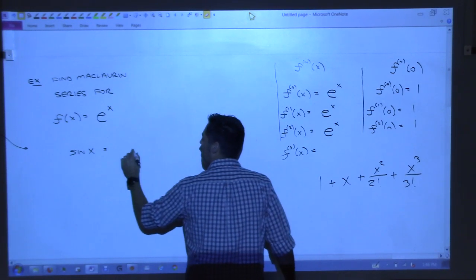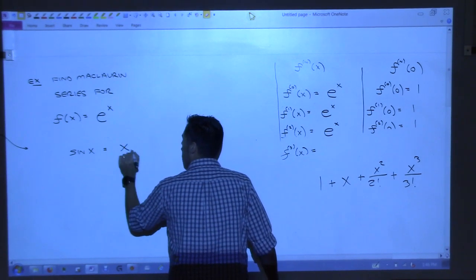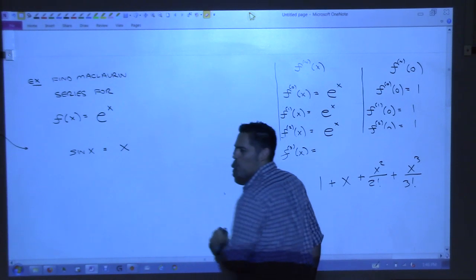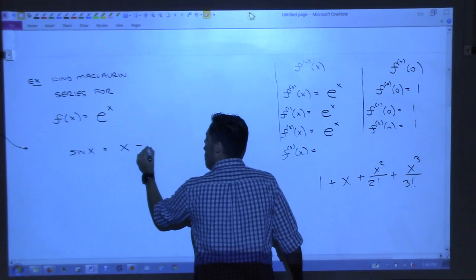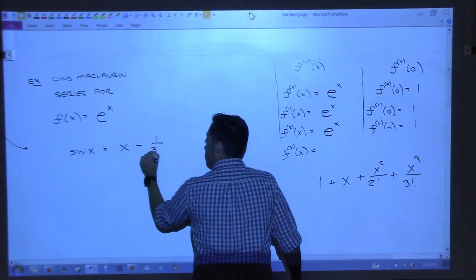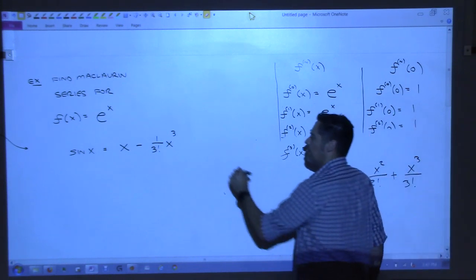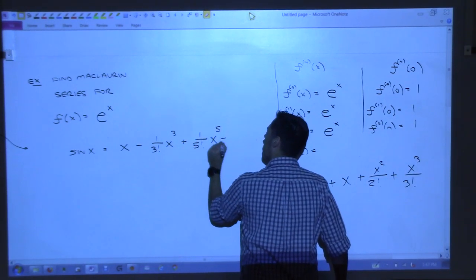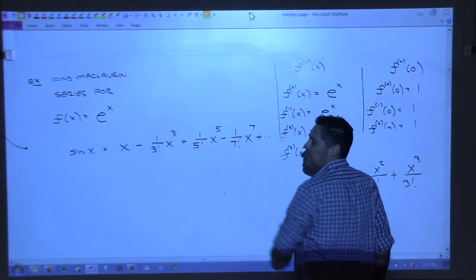1 over 1 factorial x to the 1, plus negative 1. So it was x, right? That's 1 over 1 factorial x to the 1. And then minus 1 over 3 factorial x cubed, right? Plus 1 over 5 factorial x to the 5th, minus 1 over 7 factorial x to the 7th, plus dot, dot, dot. That's sine.